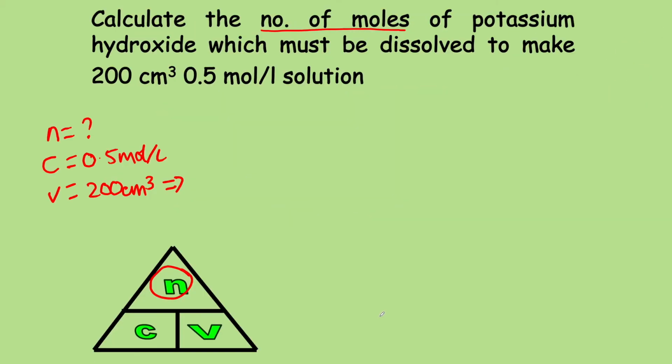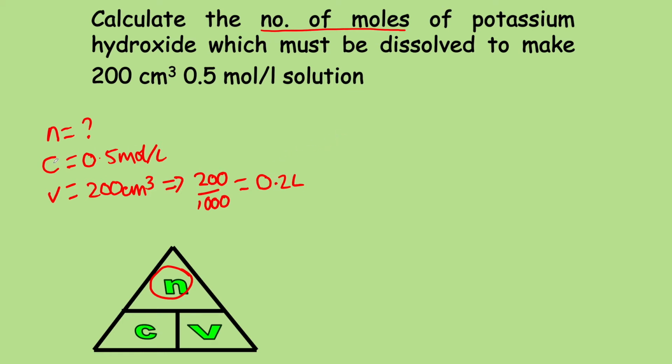Back to our question. We have 200 centimetres cubed and we want that in litres. So all we have to do is 200 divided by 1,000, which will give us it in litres, which, if you've done the maths correctly, is 0.2 litres.